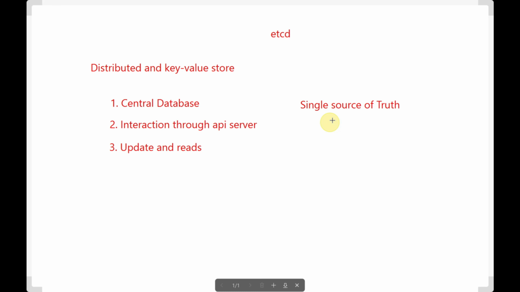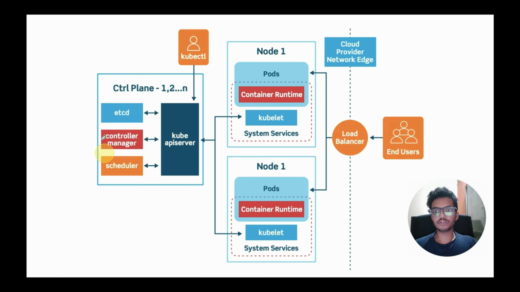Without this, Kubernetes wouldn't know the state of the cluster. So it is responsible for storing all the important data about the cluster, and without etcd, the cluster simply wouldn't function. So those are the components of the control plane.